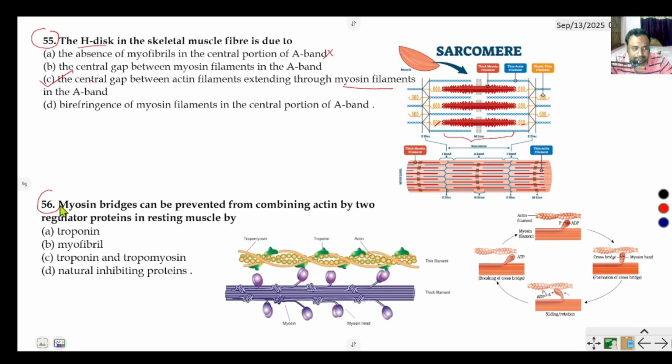Question number 56 says myosin bridges can be prevented from combining with actin by two regulator proteins in resting muscle. This is troponin and this fiber is called tropomyosin. When calcium ion attaches to the troponin portion, structural changes occur and the myosin head attaches to the actin molecules. In the absence of calcium ion, the troponin does not change its structure, so the myosin head does not bind to it. So here the option is troponin and tropomyosin.